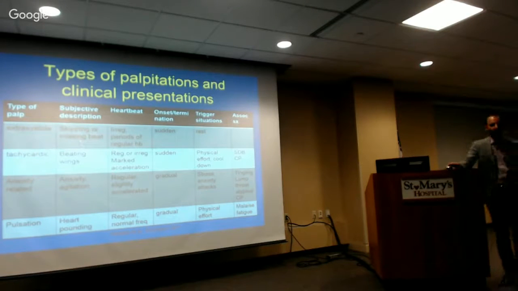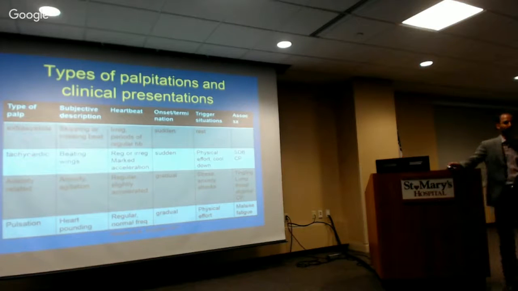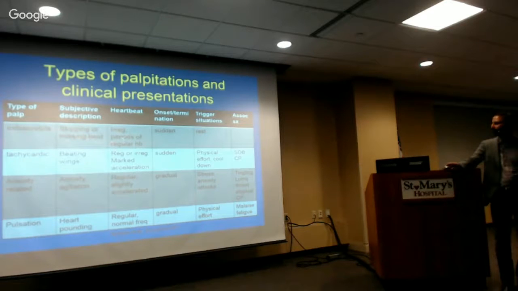They typically don't actually feel the PVC, but it's the subsequent beat that they feel. The increased potential energy, if you will, with the next beat, because of increased diastolic filling time, makes the next beat feel harder, stronger. The heartbeat's often described as being irregular, but with many periods of regular heartbeat. The onset is sudden, and there's not much that really triggers most of these.